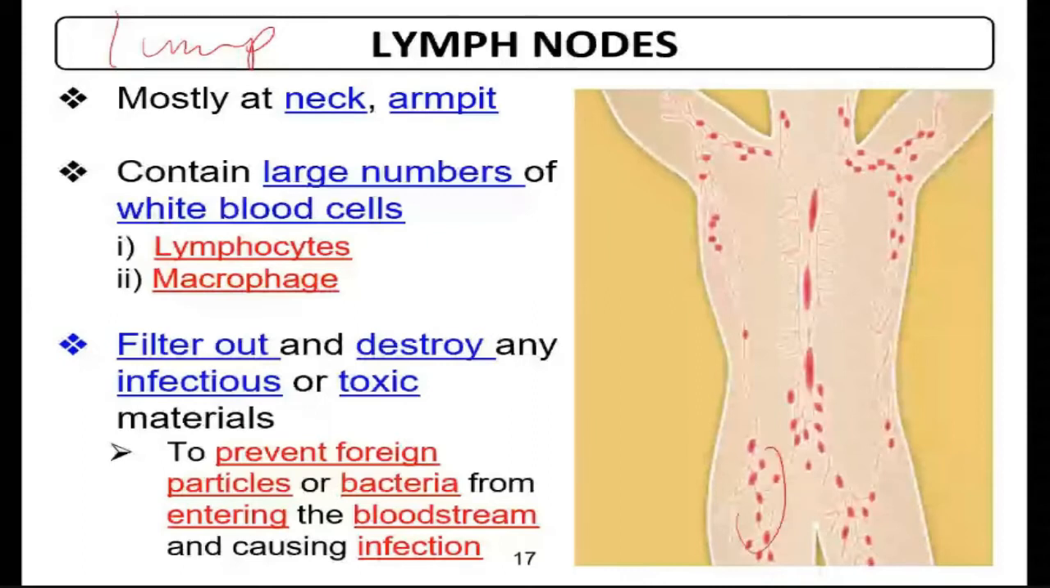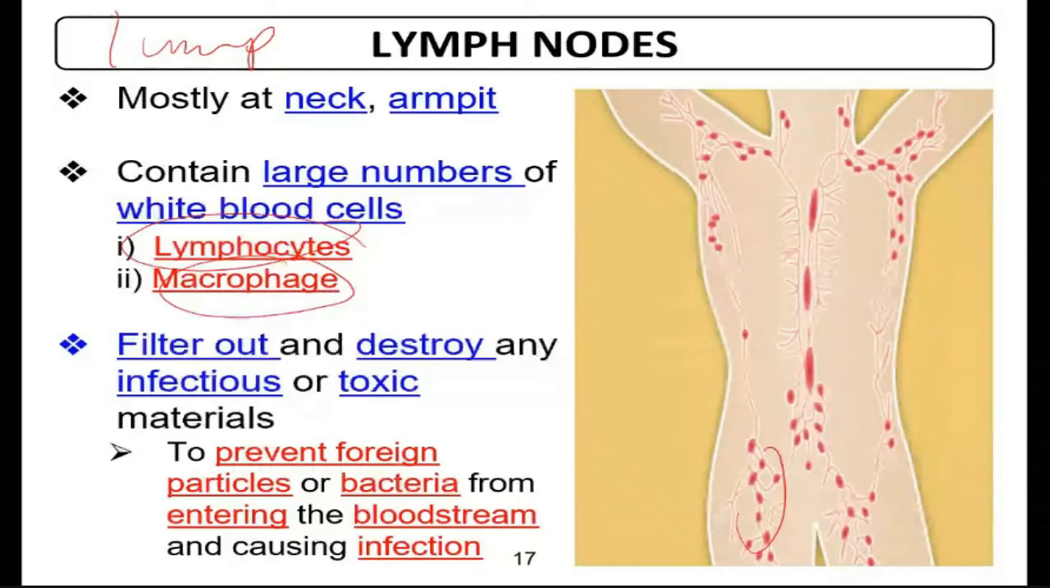So lymph node contains large number of white blood cells including lymphocytes and macrophage. Mungkin awak belum belajar immunity, tapi sepatutnya dah tahu, kalau tak silap saya dah pernah belajar apa beza macrophage dengan lymphocyte. Macrophage ni sel darah putih yang first dia akan engulf the foreign substance, antigen dengan pathogen. Yang engulf tu yang macam amoeba. Manakala lymphocyte adalah sel darah putih yang jenis akan menghasilkan antibody. So these two are very important in our immune system.